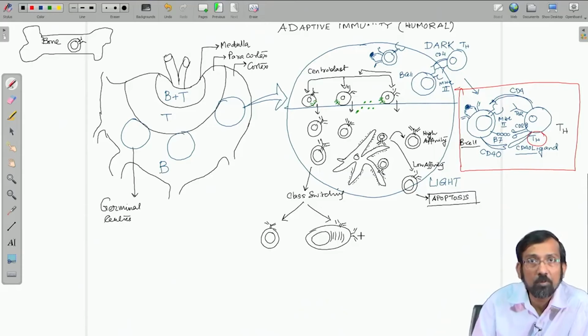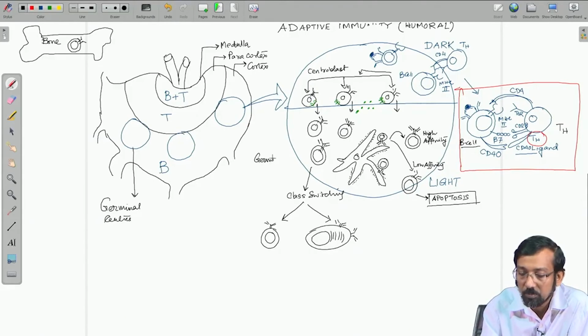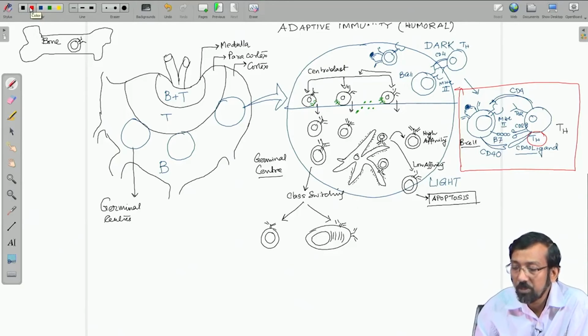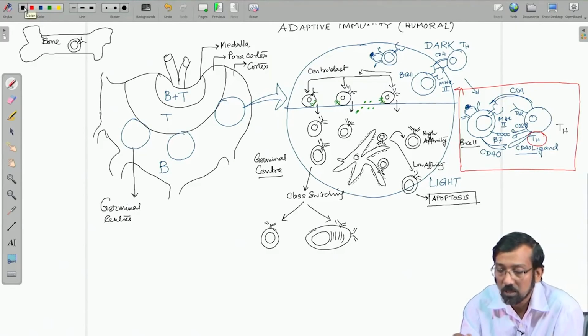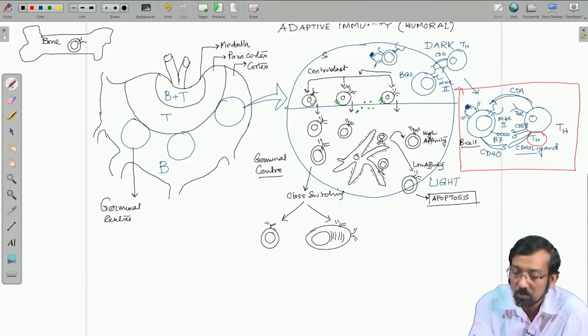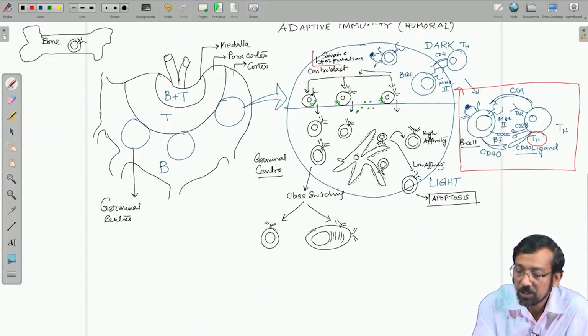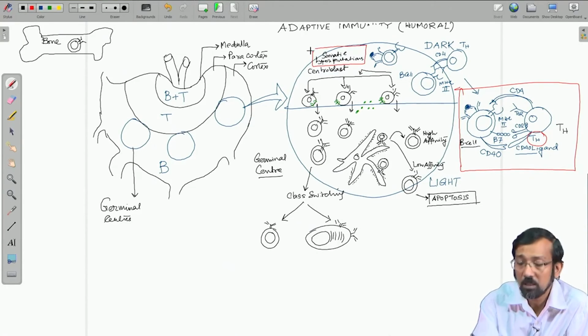So, now overall what we have seen is what happens inside the germinal center. So, this is the germinal center. What happens inside the germinal center, at least 3 major events are occurring. So, we have somatic hypermutations. So, at least 3 different events are occurring. One is the somatic hypermutation.